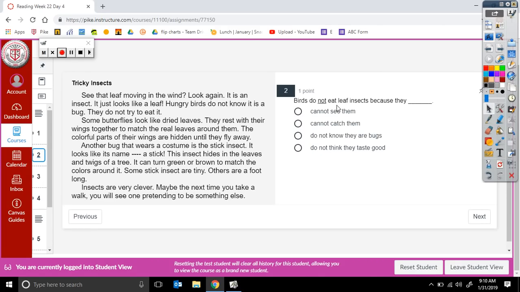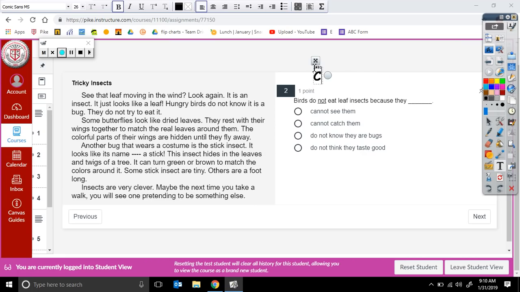Birds do not eat leaf insects because this is one of those cause and effect questions. That means look for those key words. Birds do not eat leaf insects. Why? This is the cause. What is the effect?